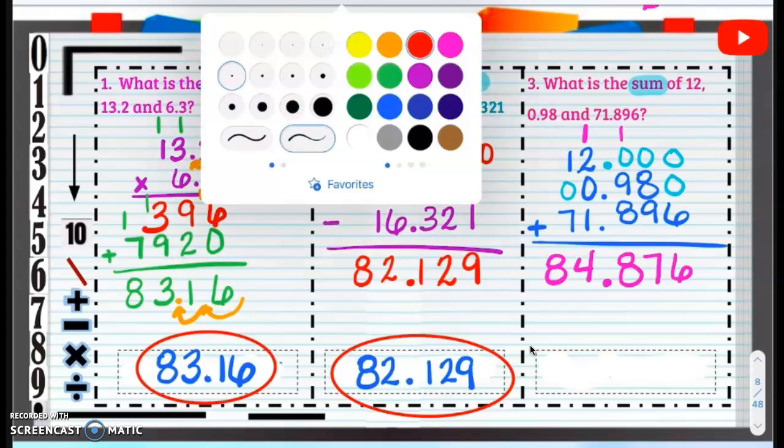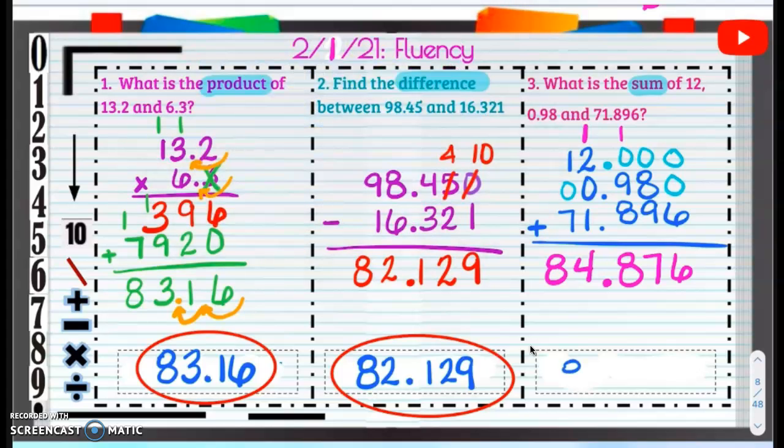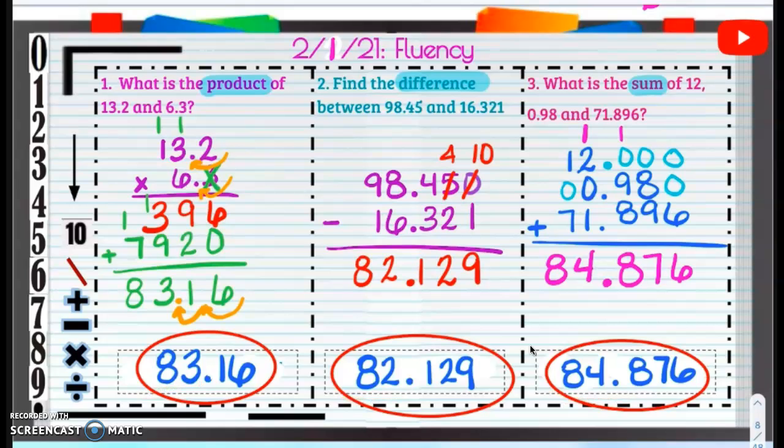Isn't that pretty cool? Our answer is going to be 84 and 876,000ths. Look at that. All of our answers are in the 80s. How super cool. 83, 82, 84. Whoa. All right, and that is going to be it for our fluency. Great job.